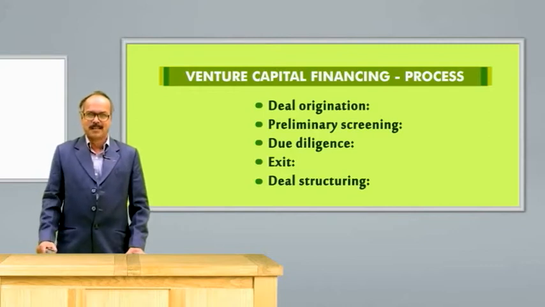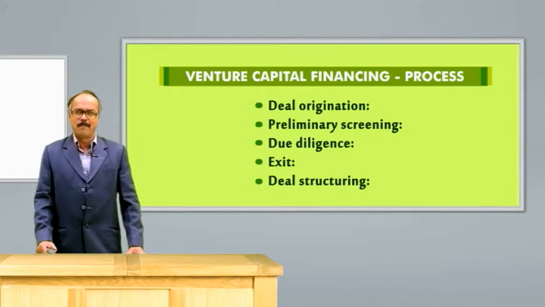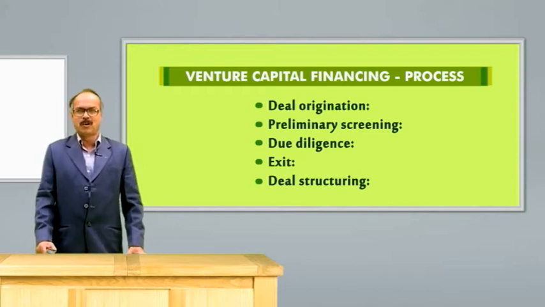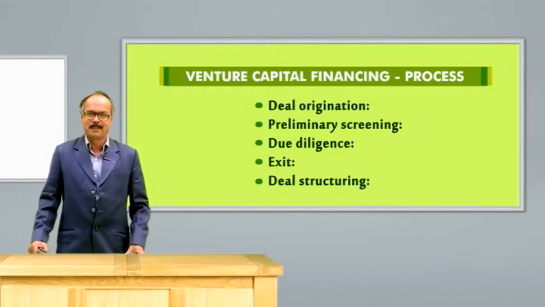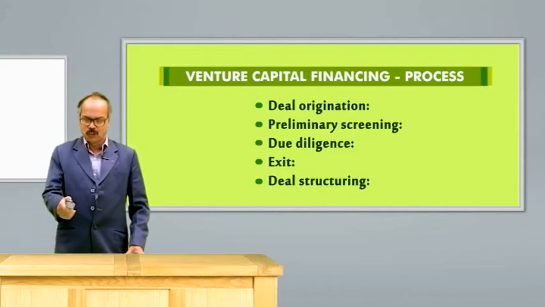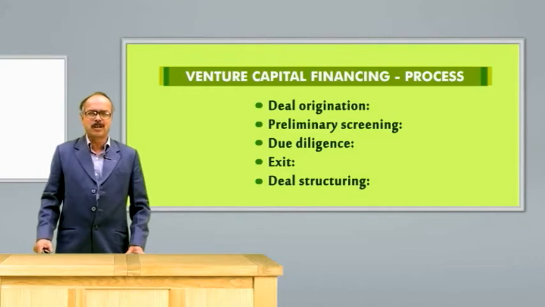Now exit. Venture capital fund is not a permanent fund. It has to withdraw after a particular period of time, 5 to 10 years. Mind that 5 to 10 years is the critical period. And there are various ways to exit. The most common way is the IPO, initial public offer. Some others are that the investing company repurchases the shares, or shares are sold to a third party, or the firm itself is sold. Deal structuring is there.